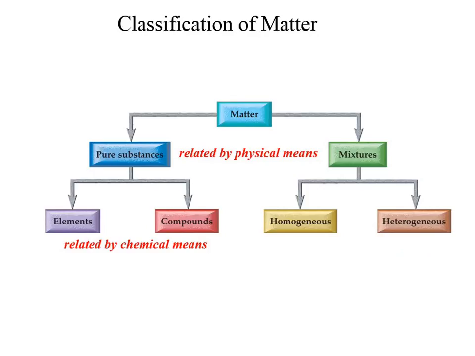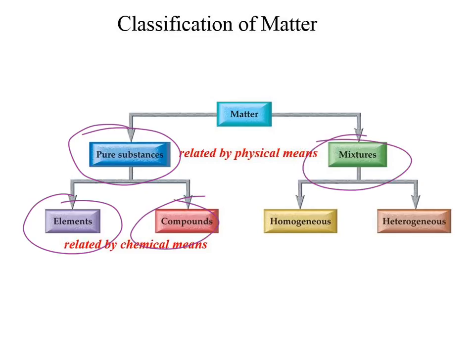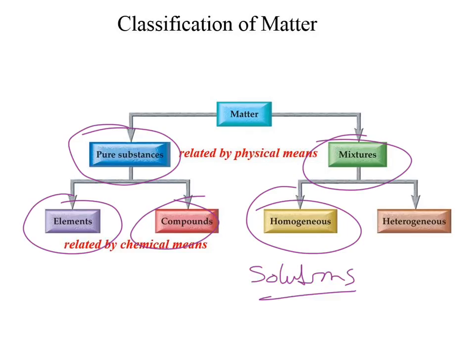So solutions actually are just a type of mixture. So we said matter can be a pure substance, and if it's pure, it can be an element or a compound, or it can be a mixture. And if it's well mixed, it's a homogeneous mixture, and actually solutions are types of homogeneous mixtures. That's it. Okay, it's the same throughout.